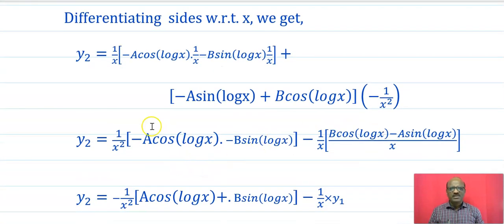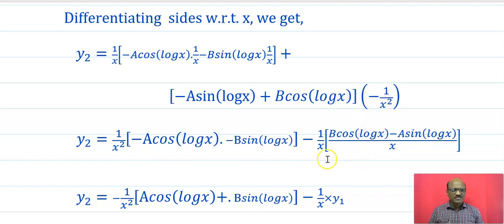And now we'll simplify here. Now see this here, y2 is equals to, here is a 1 upon x and 1 upon x. Take 1 upon x square as common, then in bracket you will get minus a, in square bracket minus a cos log x minus b sin log x, minus, here we can write this term as it is in this manner, that is minus 1 upon x, in bracket b cos log x minus a sin log x.